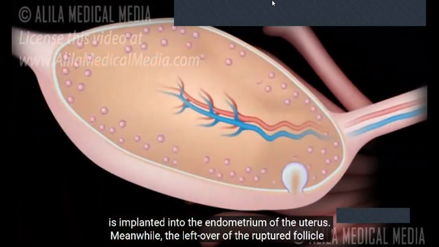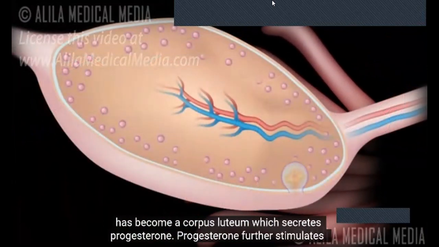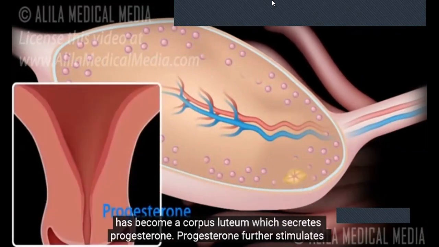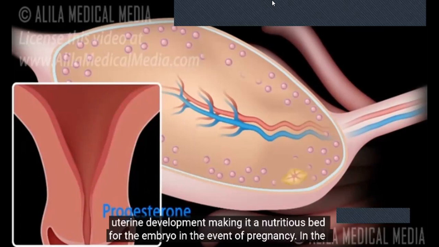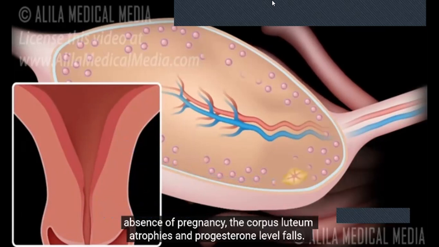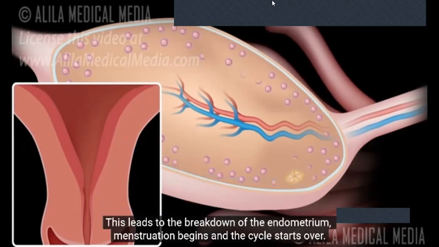Meanwhile, the leftover of the ruptured follicle has become a corpus luteum, which secretes progesterone. Progesterone further stimulates uterine development, making it a nutritious bed for the embryo in the event of pregnancy. In the absence of pregnancy, the corpus luteum atrophies and progesterone levels fall. This leads to the breakdown of the endometrium, menstruation begins, and the cycle starts over.